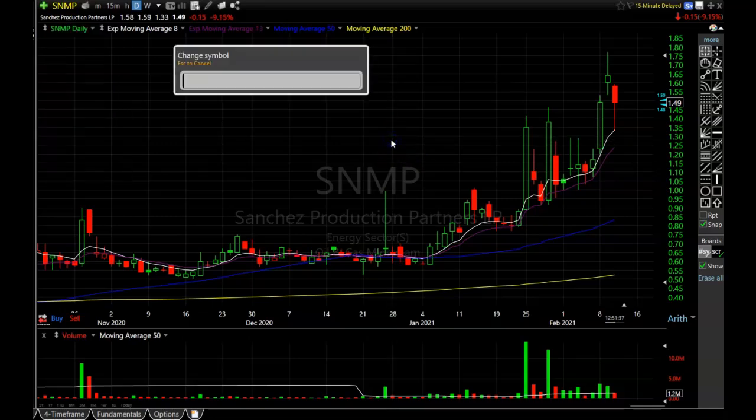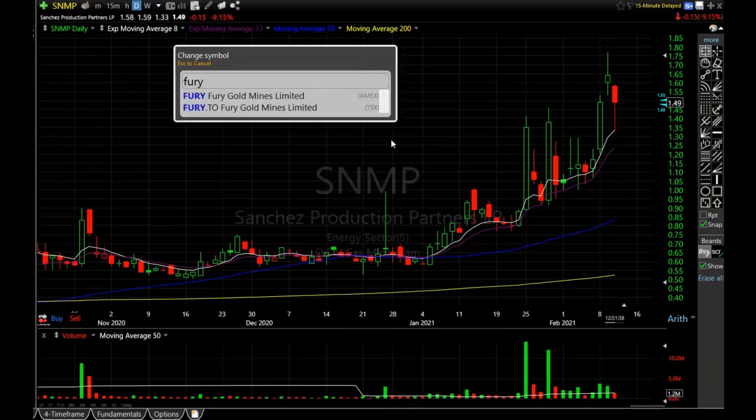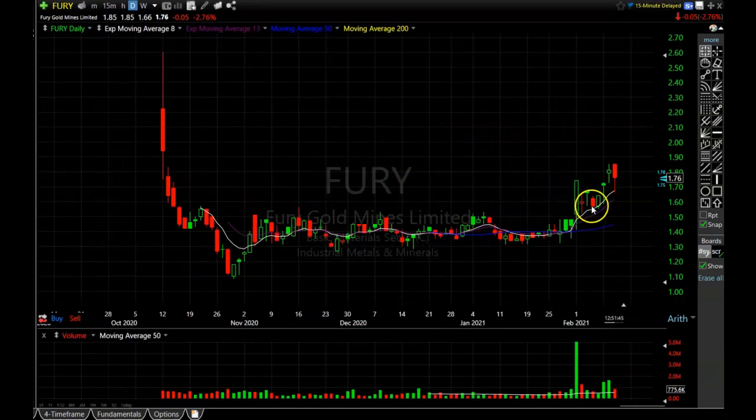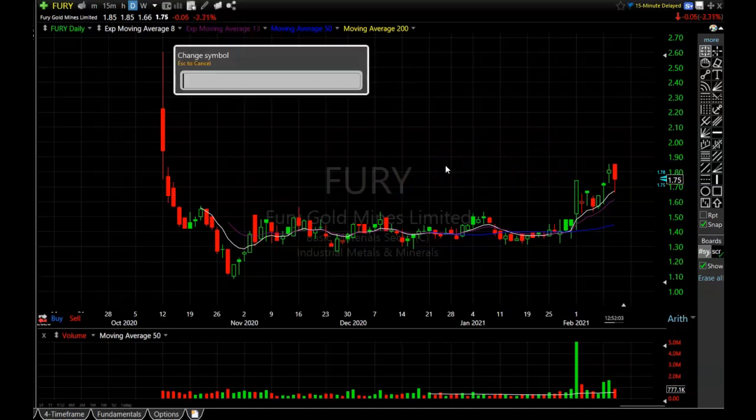Another chart I really like, I haven't bought it yet, but I'm strongly considering buying it today, is Fury Gold Mines Limited. I just love this pattern. It's holding that 8-period exponential moving average, came down and held it again. I might be getting into this one before the end of the day. I'm not sure. But I would like to have some more precious metal exposure, and I really like this chart pattern on FURY.